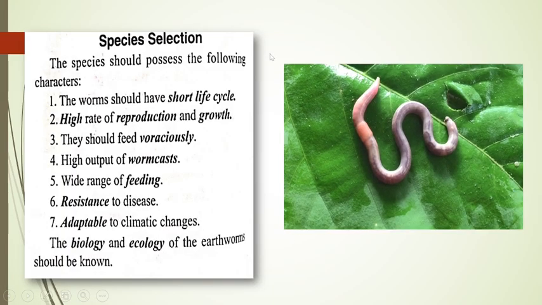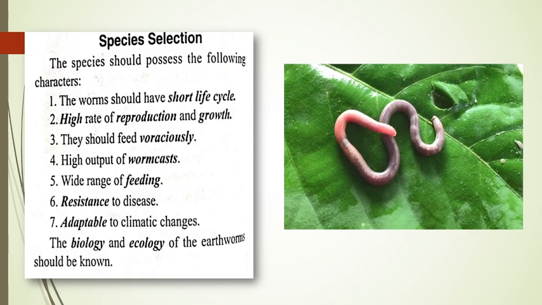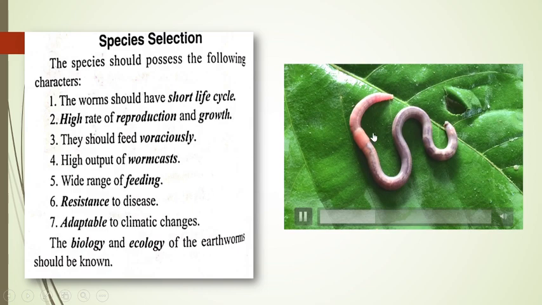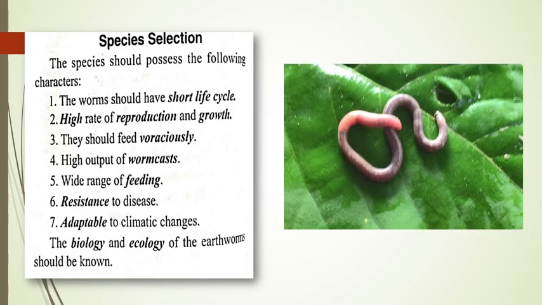If we are talking about species selection of earthworms, then certain categories are taken into consideration. The first characteristic is that the worm should have a short life cycle, meaning within a year we can take 2-3 cycles of reproduction. Then a high rate of reproduction and growth, to get large worms, which means a large number of worms.